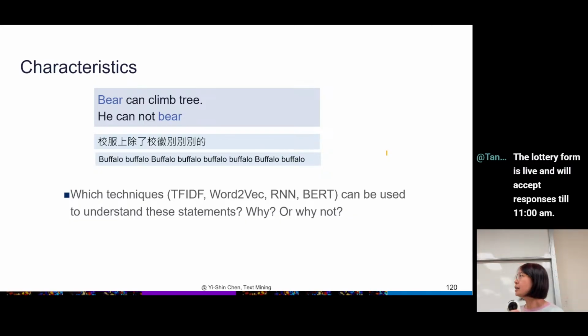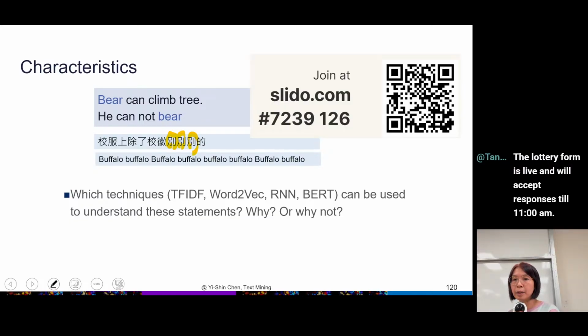Okay, so there are different words. The bear can climb a tree, he cannot bear it. And then there is a Chinese example right here. First, you need to segment, and then you actually see three different words right here. They all carry different meanings. So which technique do you think, TF-IDF or Word2Vec, can actually be used to understand this statement?